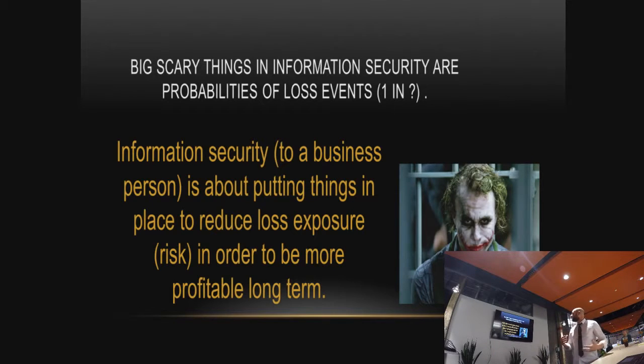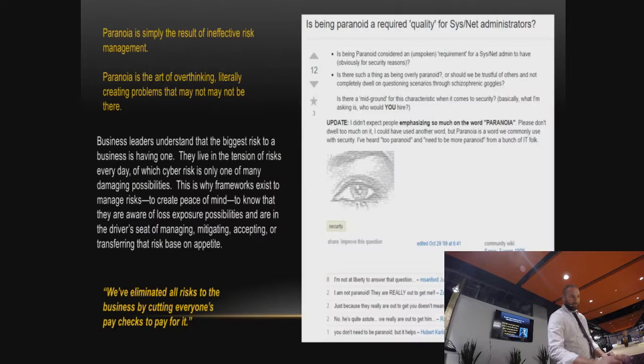I'm getting at a little point here from a security management perspective. The really big scary things in information security are probability events. And that's the point I'm trying to explain. They're one in something that this really bad thing we're trying to protect against is going to happen. But information security to a business person, of which everyone except a couple of people here are ultimately accountable to, is about putting things in place to reduce loss exposure, so risk, in order to be more profitable in the long term. Because you don't want a major loss event, because that cuts into your profits, right? Okay. So this is a little tangent.